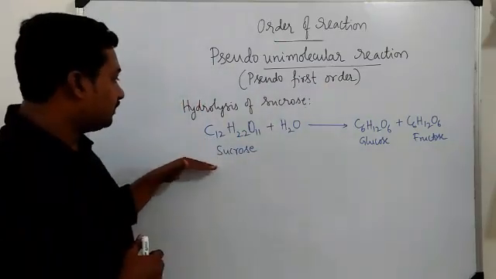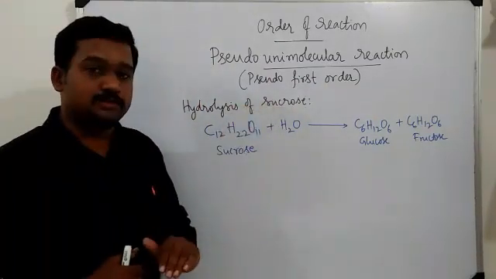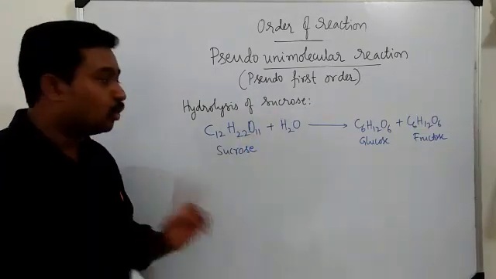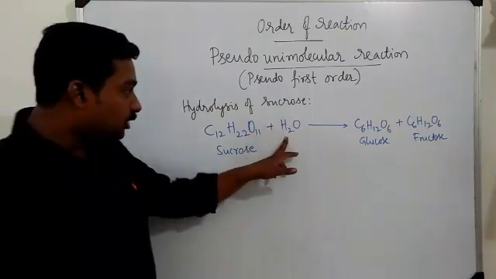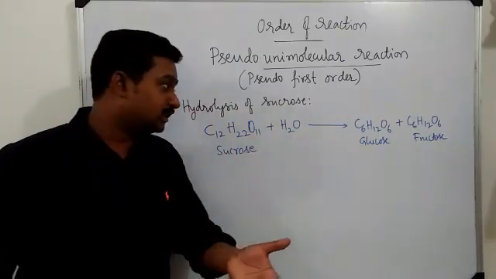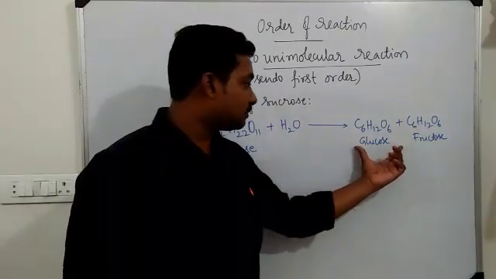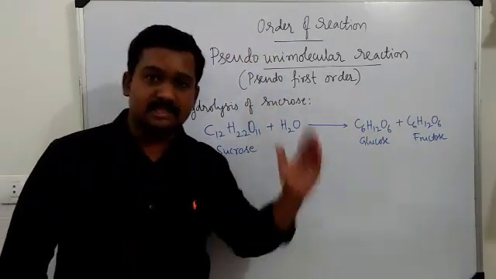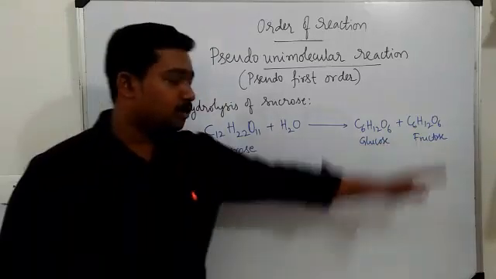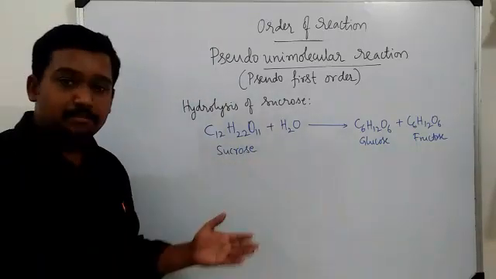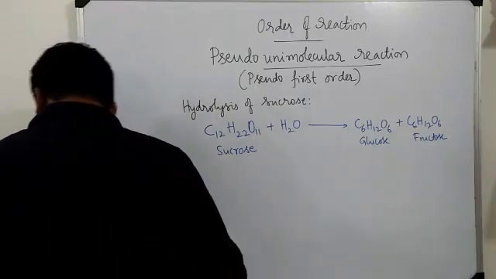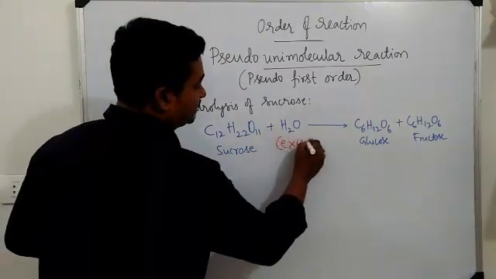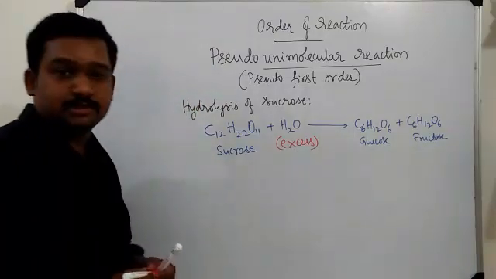I have taken an example of hydrolysis of sucrose. Sucrose is a molecule with formula C12H22O11. When this is hydrolyzed, that is, on adding water to it, it will split into glucose and fructose units, C6H12O6, C6H12O6. These are the two molecules. This reaction happens in the presence of excess H2O. So when water is present in excess, the reaction happens.